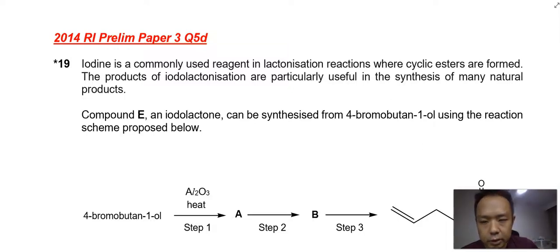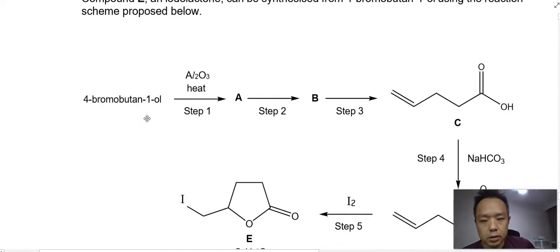Okay, last question of the alcohols and phenol tutorial, question 19. Right, so we have 4-bromo-butanone and we synthesize compound E. Okay, so let's take a look at the reaction scheme.